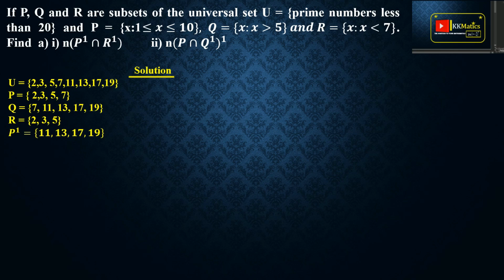So if we consider these elements here, you notice that they are in P. That's the whole element of P. The rest of them that are not in P are 11, 13, 17, and 19, and that's what we've written there.